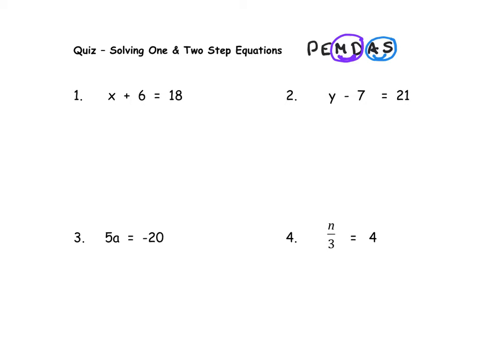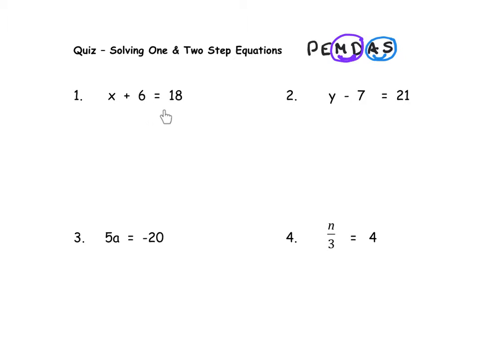Please take out a separate sheet of paper and write each equation down and do your work on paper and then answer the questions. I've decided to do this on Edpuzzle so that way you get immediate feedback. So let's start with our first equation.